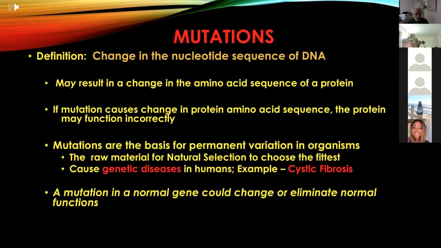And mutations can cause genetic diseases, for example, cystic fibrosis. Cystic fibrosis is not contagious. The only way it can be caused is through mutations in the CFTR gene.